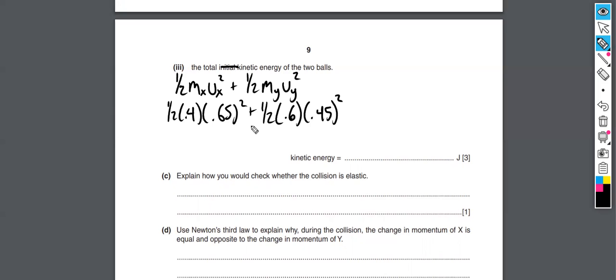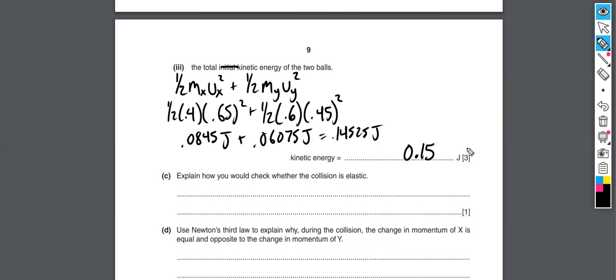All right, so we've got 0.65 squared times 0.4 times 0.5. There's initial kinetic energy from object X equal to 0.0845 joules. From object Y, we have 0.45 squared times 0.6 times 0.5 equal to 0.06075 joules, for a total initial kinetic energy of 0.14525 joules, or 0.15 joules rounded.